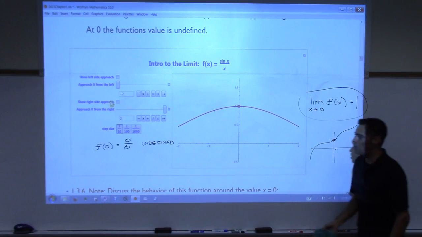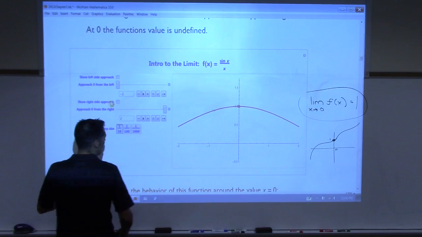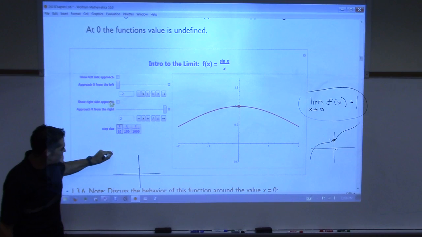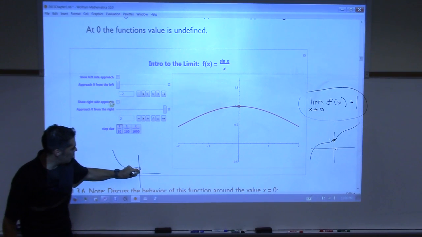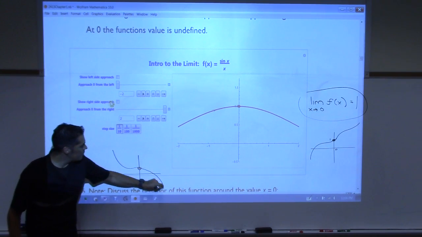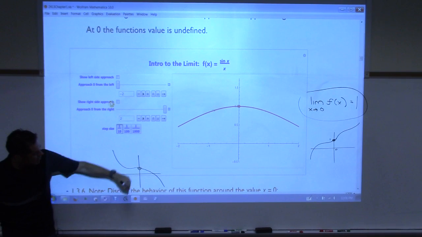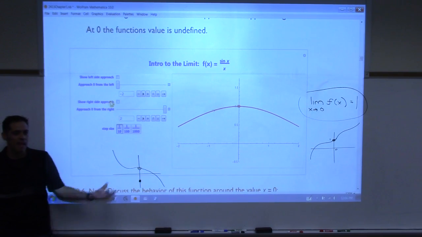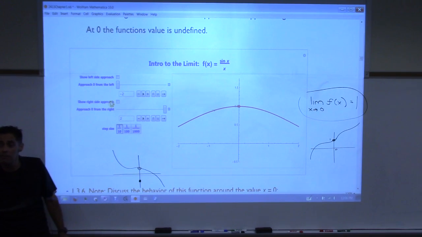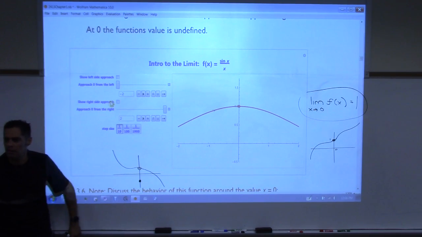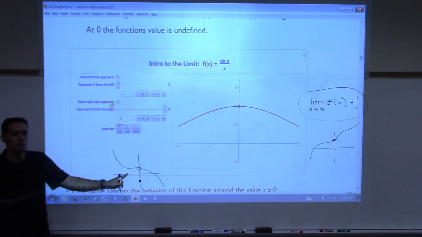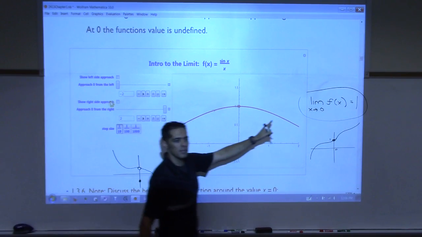Now, someone else could draw that, and they could decide, you know what? I'm going to be a rebel. And I'm going to do it this way. I'm going to put a hole here, make it go out the other side like that, and then I'm going to actually define it down there. What's that? Whatever I want. Doesn't matter. Right? Do you agree that this picture right here also satisfies this?